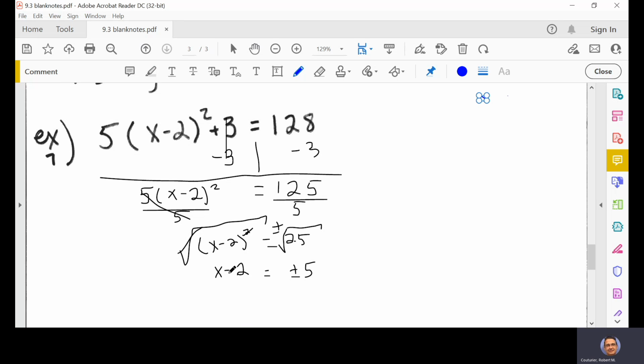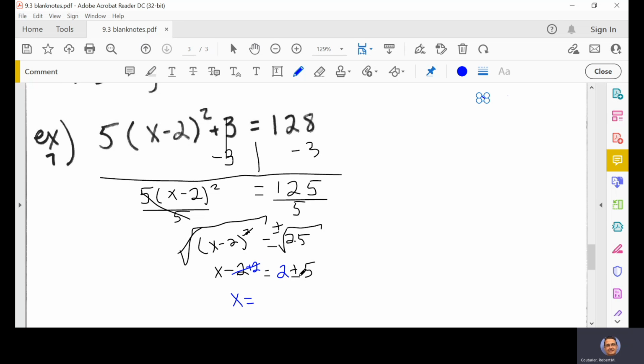Change color. I need to get rid of this 2, so I'm going to add 2. If I add 2 to one side, I have to add 2 to the other side. It's just set up so we can see maybe what's happening. I can cross these off. X is equal to 2 plus or minus 5.